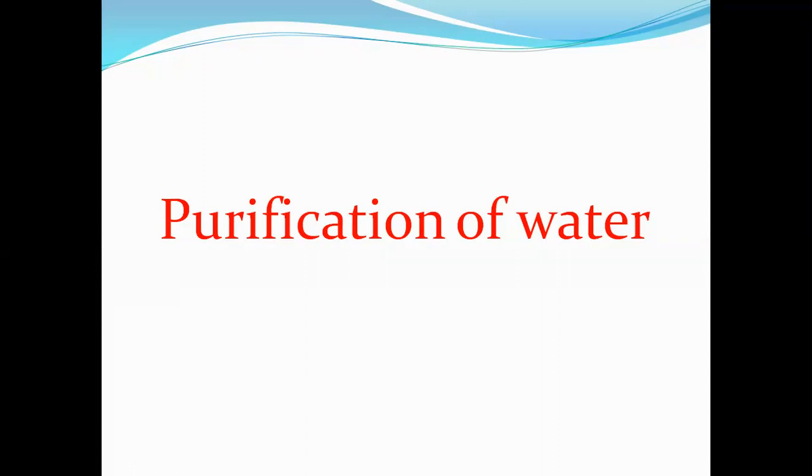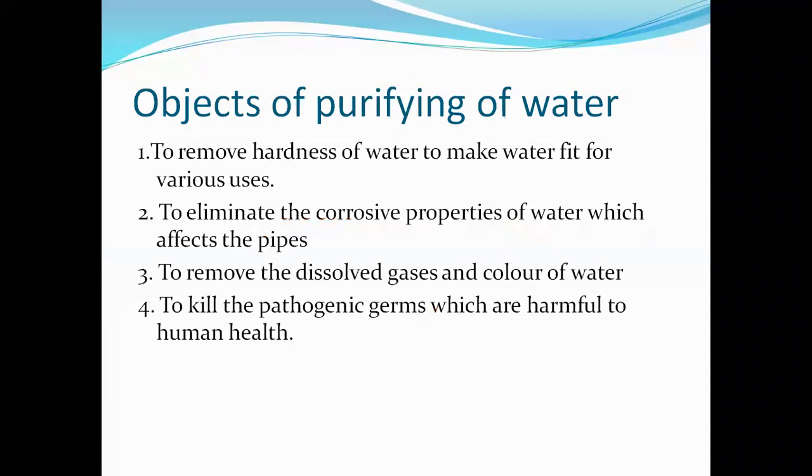In this unit, we had discussed all purification processes of water, or all the treatments which are given to the water. Now we are going to revise all points of this chapter. See, what is the first point of this chapter? The first point is objects of purification of water. There are 7 objects of purification of water.